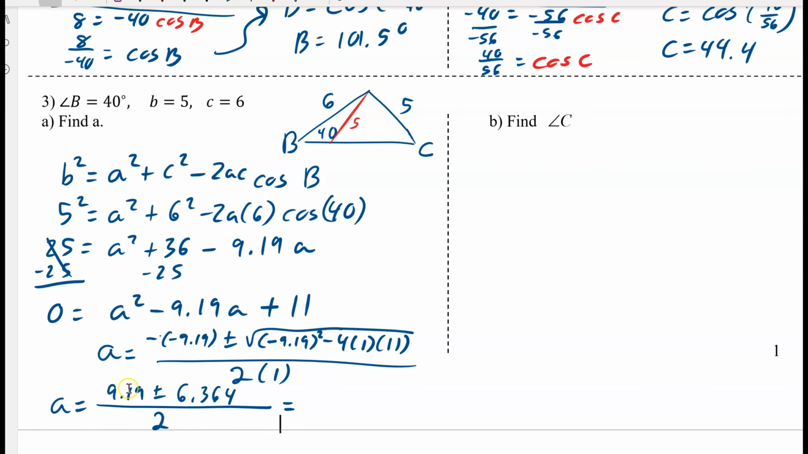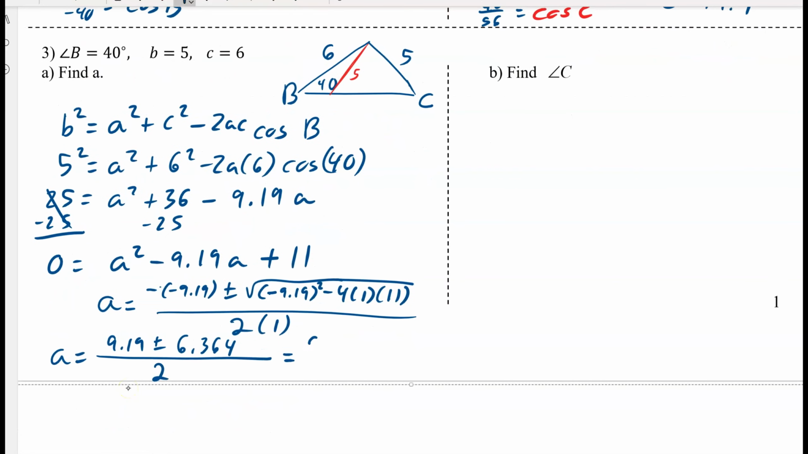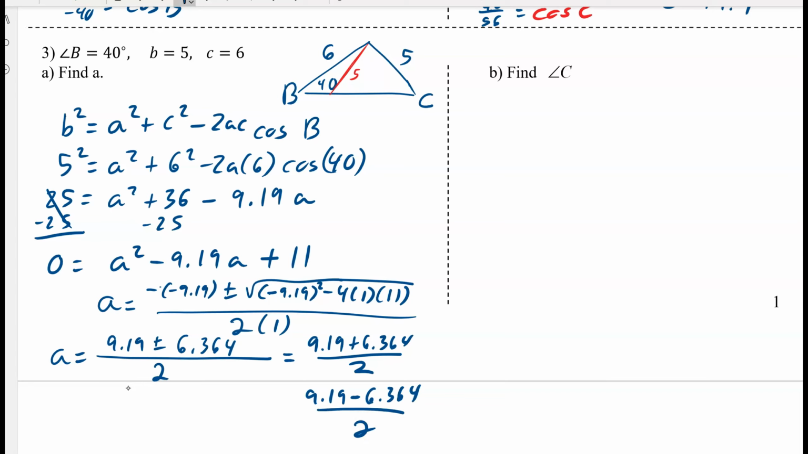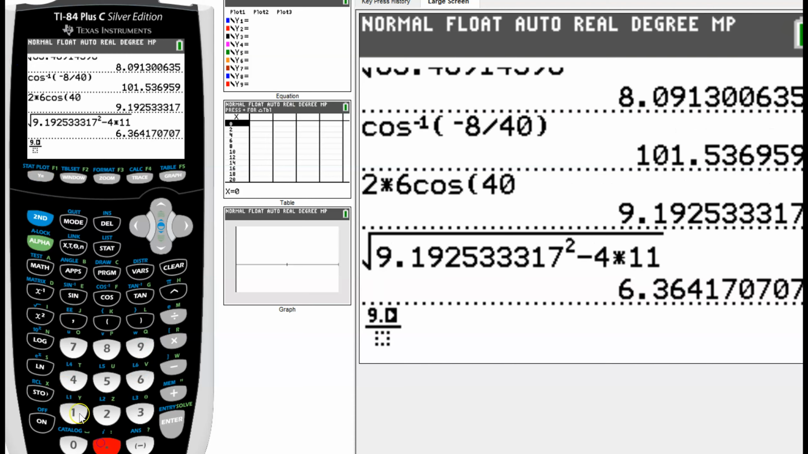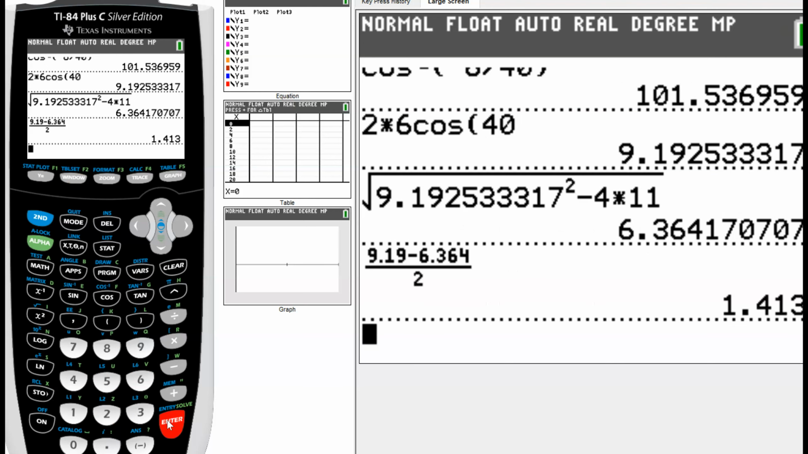We're going to do 9.19 plus 6.364 and then divide it by 2, and we're going to do 9.19 minus 6.364. This is where our 2 answers occur, so we're going to get that one and that one. Let's plug them in. It's 9.19 minus 6.364, divide by 2, hit enter. So one side length is 1.413, and that's a little one.